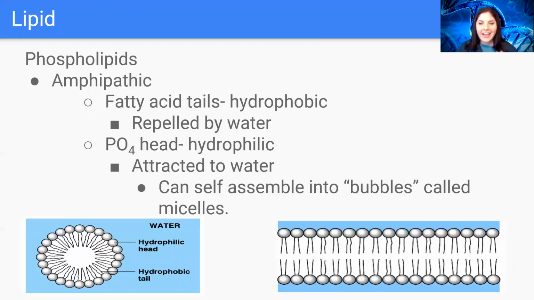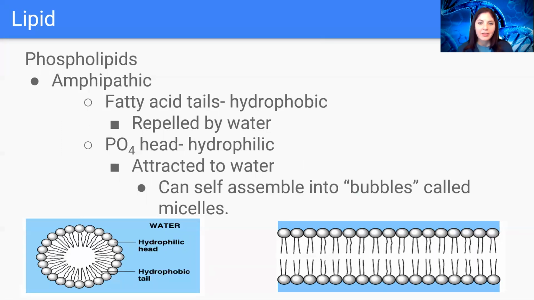So we call this amphipathic, meaning it has these two different parts. Again, we have the fatty acid tails that are hydrophobic, they fear the water, and those are going to be non-polar. They repel the water. Whereas we have the phosphate heads that are hydrophilic, they love the water, and they're attracted to it.